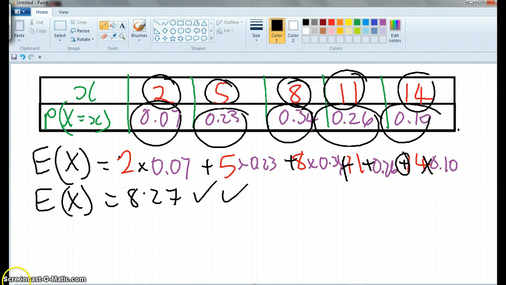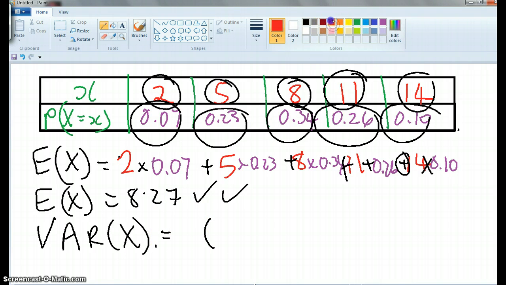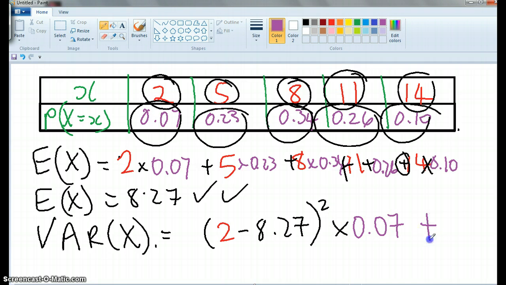Okay, now, next thing we're looking for is the variance of x. So what we do here is we take each value. I'm going to take that 2, take away my mean, square it, and then times it by the probability. And then I'm going to add the next one, 5. Take away the mean, square it, times it by the probability. Now I'm just going to do that on the calculator.